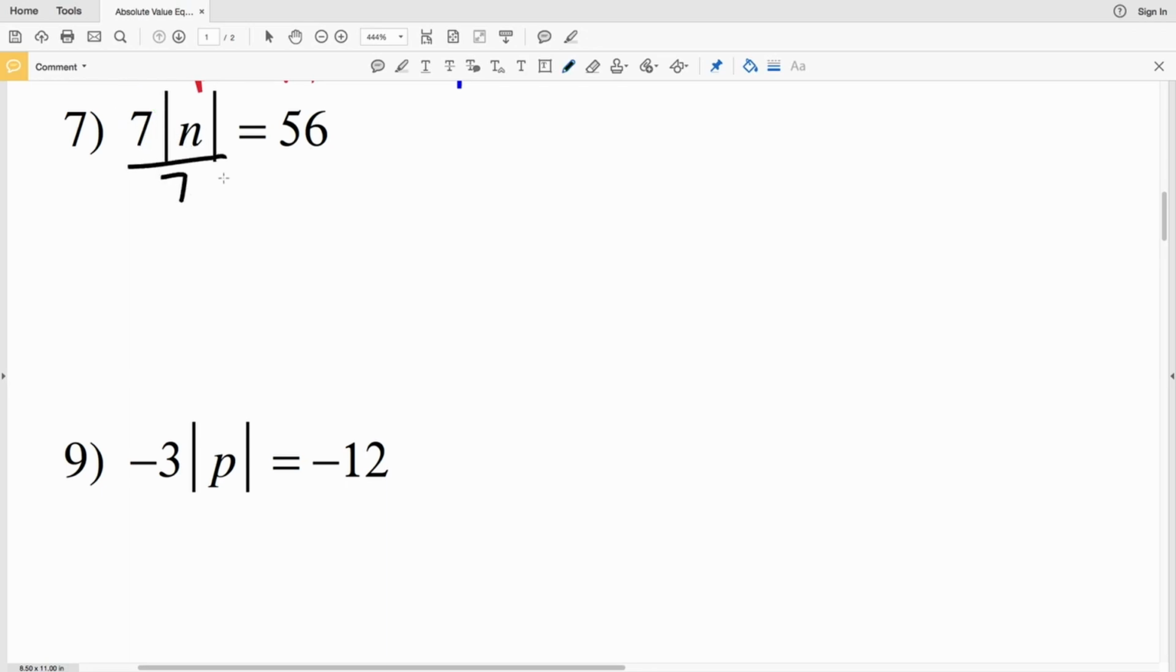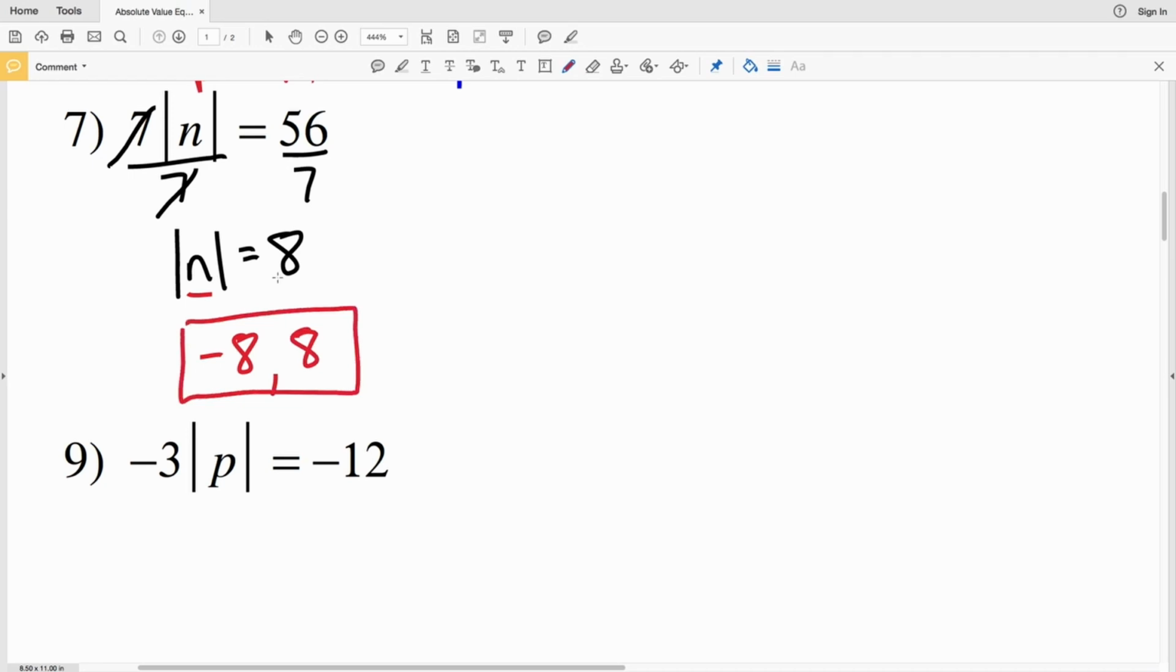So dividing by that positive 7, we're going to get that the absolute value of n equals 56 divided by 7, which is 8. Since 7 divided by 7 is 1, and anything times 1 is just that quantity that was multiplied by 1, which was the absolute value of n. So now we have the absolute value of n equals 8. That means that this n is either a negative 8 or a positive 8. And that's the answer for number 7.